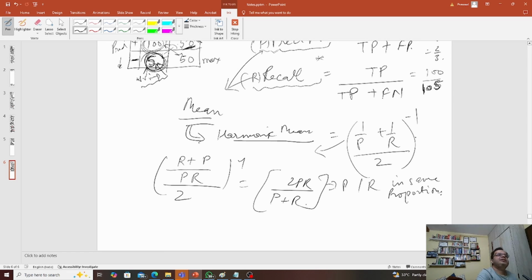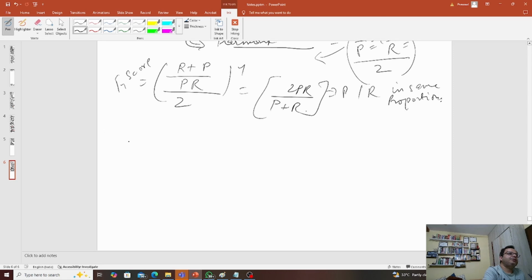You can also say that in my particular case recall is more important, so I'll take 70% of this: this gets multiplied by 0.7, this gets multiplied by 0.3, and then you can do all this math again. So the harmonic mean is able to give you a mix of precision and recall, and the harmonic mean, also called F1 score, is also used in some scenarios.